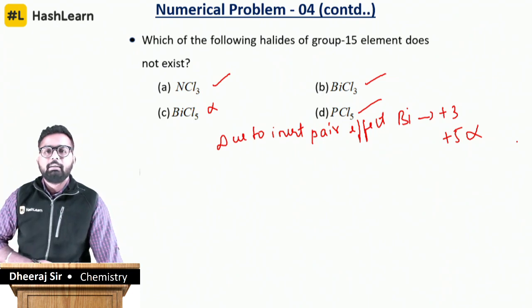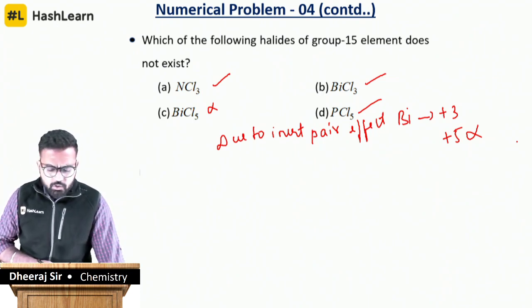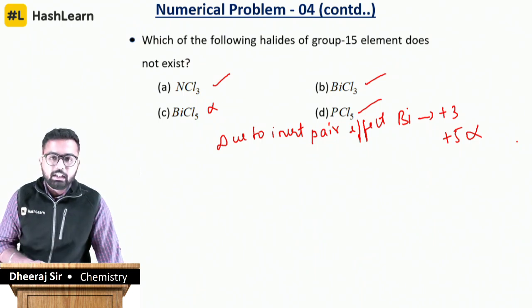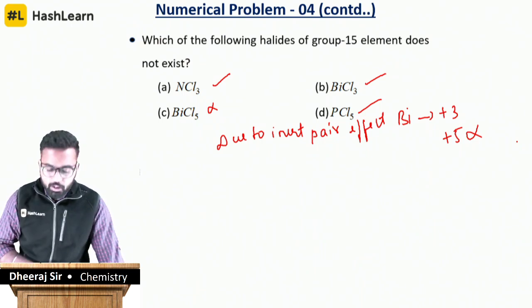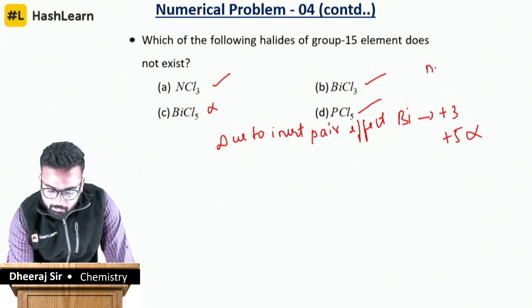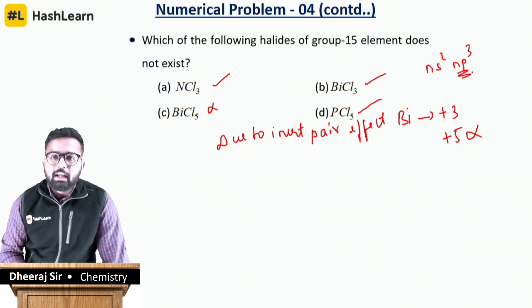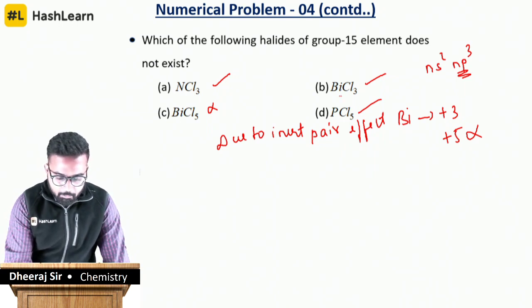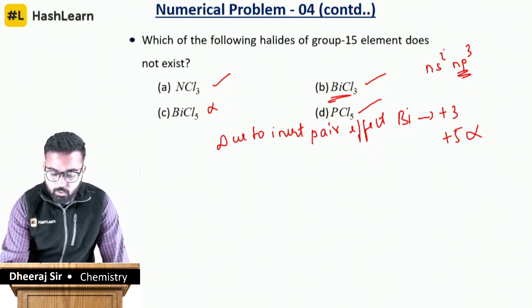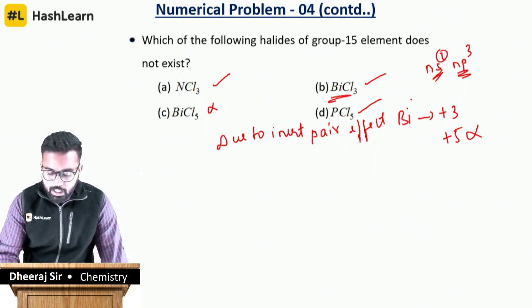So bismuth is the last element in the nitrogen family. So it will have the maximum inert pair effect, and you should know what is inert pair effect. It is the reluctance of the s electrons to take part in bonding. So nitrogen family has general configuration ns2 np3, so only these three electrons take part in bonding, and BiCl3 can be easily formed, and these two electrons of s will not take part in bonding. Therefore +5 oxidation state is not possible.